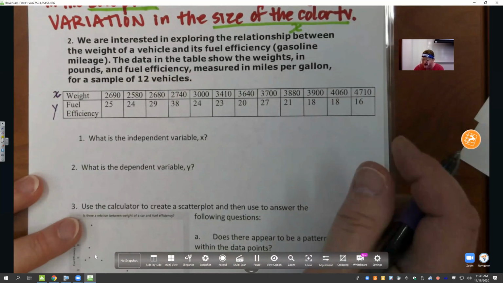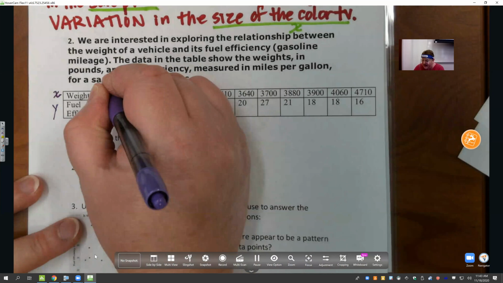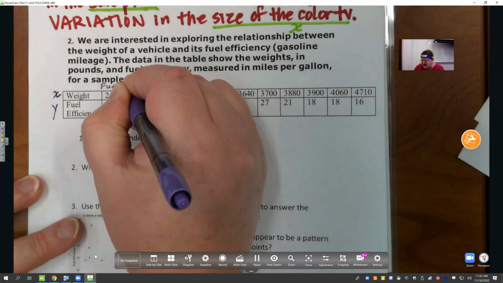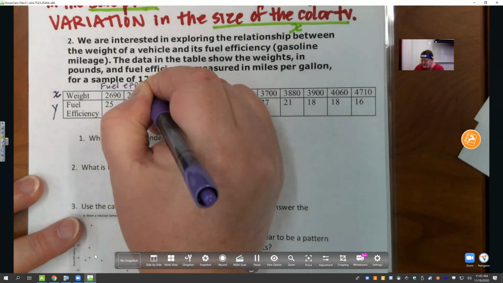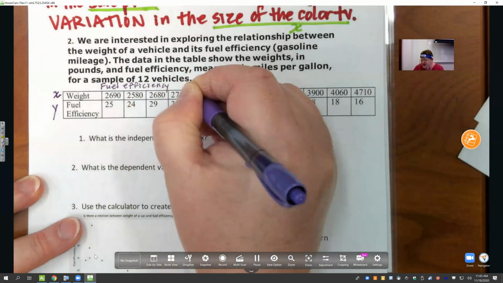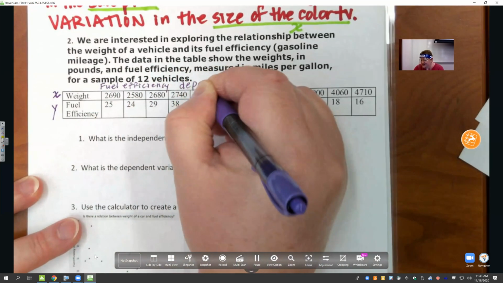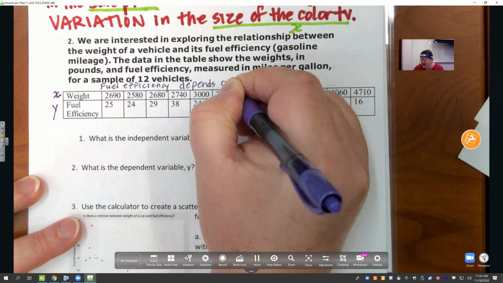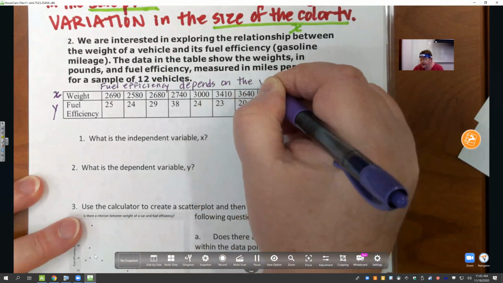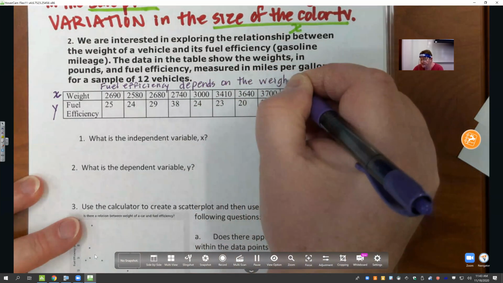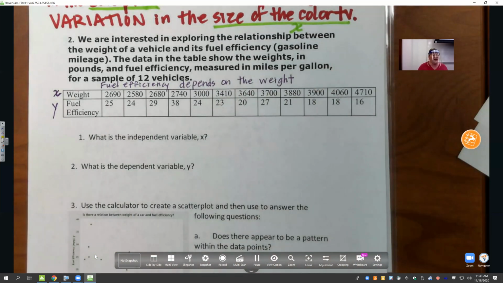Again, if you think about our little saying, we're saying that the fuel efficiency depends on the weight, which I hope kind of makes sense to you in terms of a vehicle.